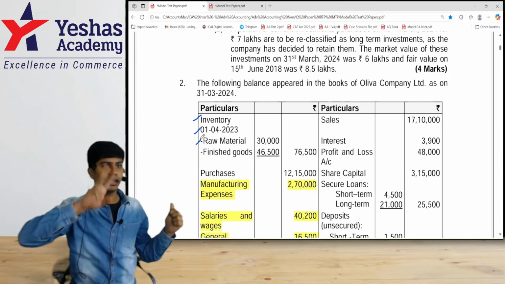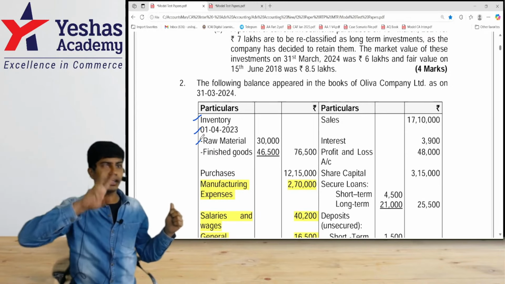WIP? WIP is the same story. Opening minus closing WIP in changes in inventory. Closing WIP in the balance sheet, assets. With regard to raw material, don't take it in changes in inventory. For raw material, take opening plus purchase minus closing of raw material, in consumption of raw material. And closing of raw material will anyway be written in the balance sheet, asset side.